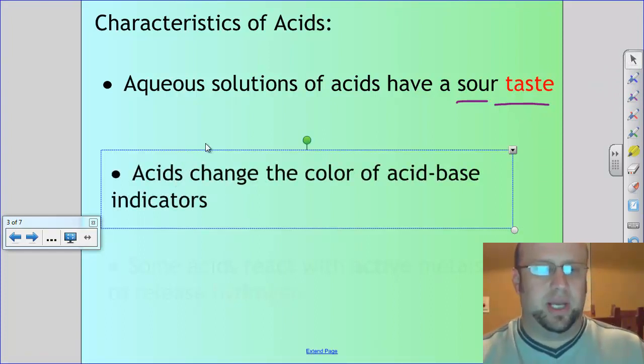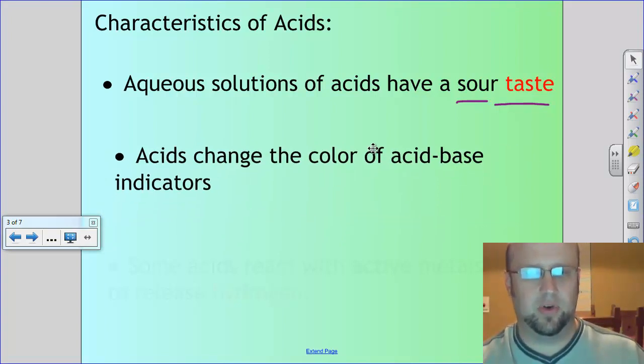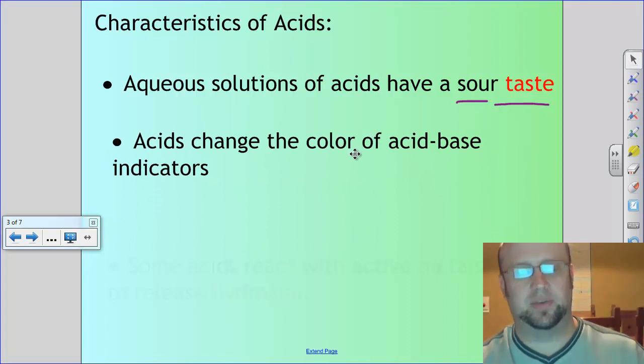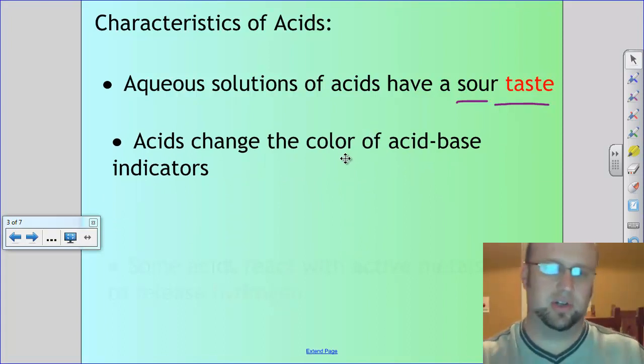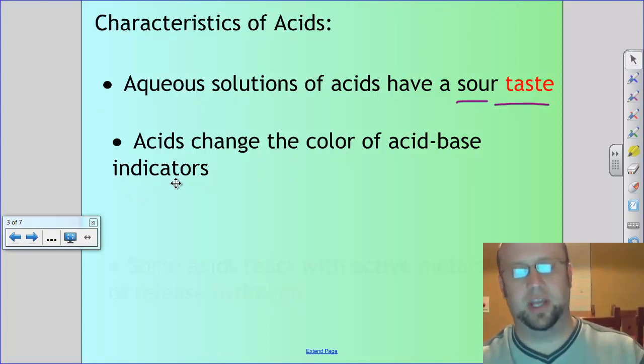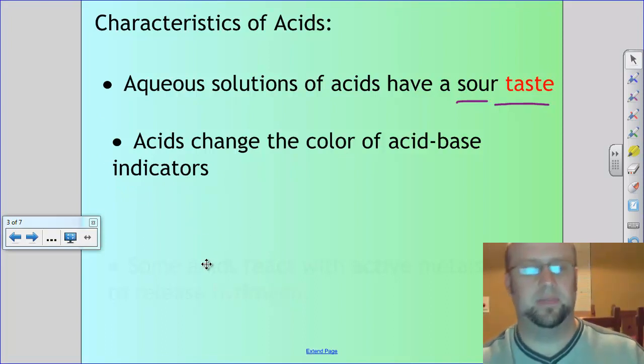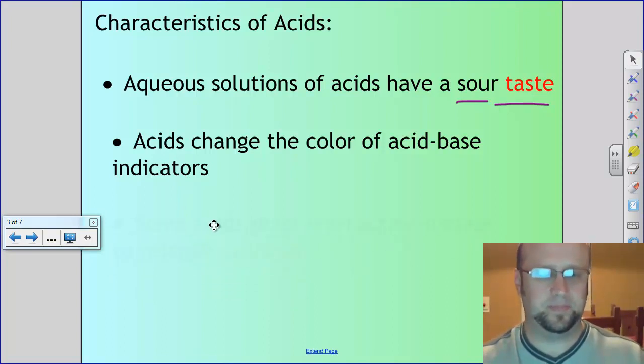A couple other quick characteristics. Acids are going to change the color of acid-base indicators. Now, we're not going to talk a whole lot about this, but you probably did some of this in middle school where you put drops of something into an acid or base and it changed colors, or maybe used a piece of litmus paper and dipped it in and it changed its colors. That litmus paper is a form of indicator, and we use indicators essentially for what they sound like. We use them to indicate whether something is an acid or a base. So they're going to change its color.